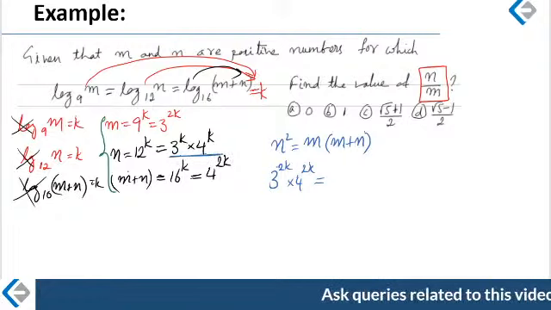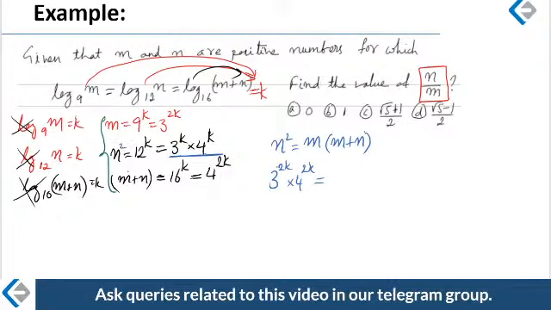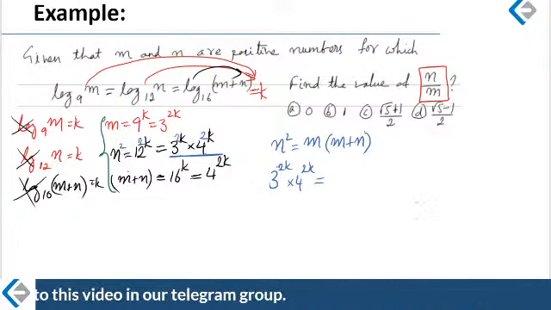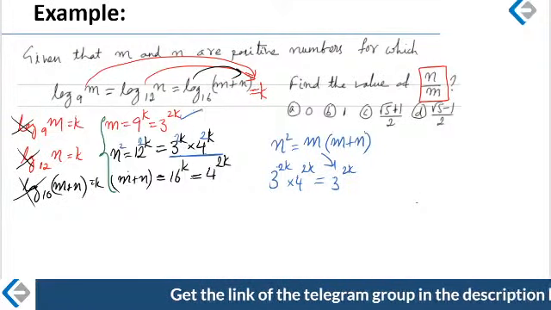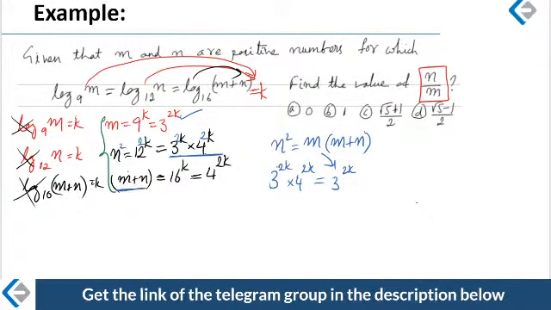If I do n square, what do I get? If I do n square here, then this will become 2k and this will become 4k. That is what n square would have become. What is m here? m is nothing but 3 raised to power 2k. That's what I have here. What is m plus n? m plus n is nothing but 4 raised to power 2k. This is what I observed.